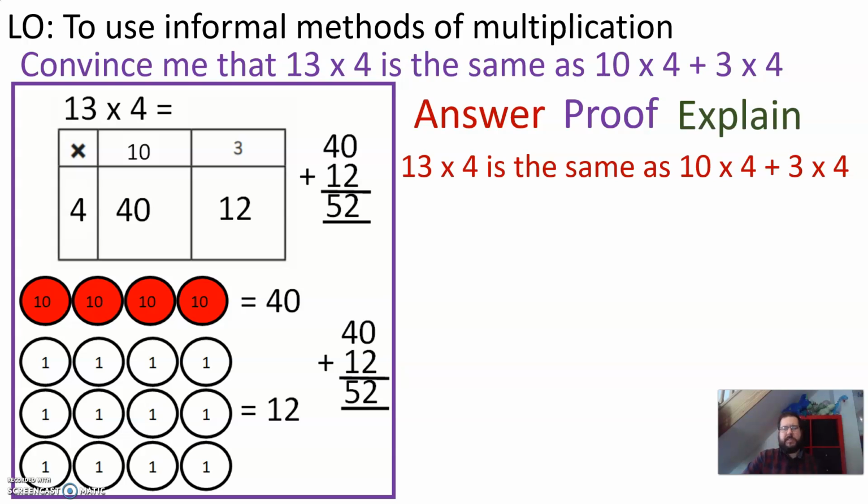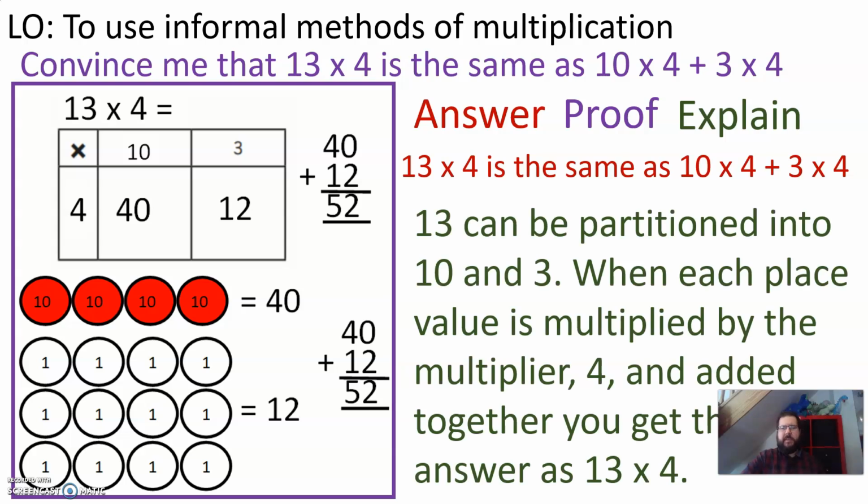So this is how I've gone to explain it. I've said 13 can be partitioned into 10 and 3. When each place value is multiplied by the multiplier, 4, and added together, you get the same answer as 13 times 4. I really wanted to get across the idea of partitioning into 10 and 3 and multiplying by that multiplier, because obviously my grid method and my arrays show how they can be partitioned. And obviously 10 times 4 plus 3 times 4 is a partition of 13 times 4.